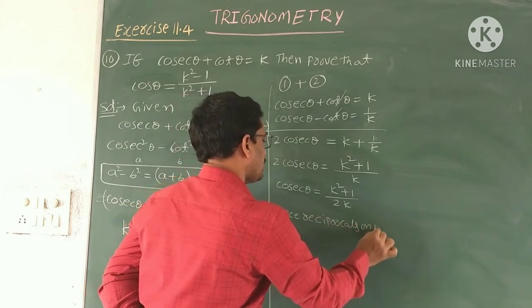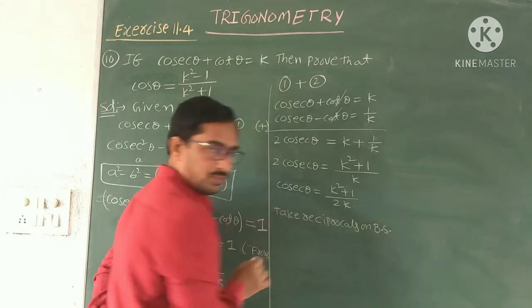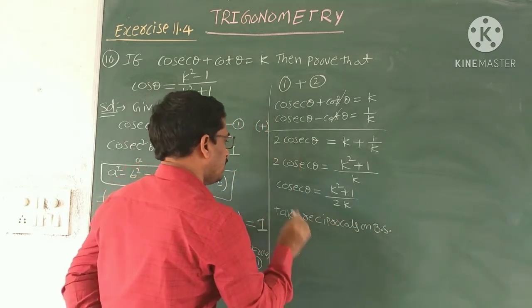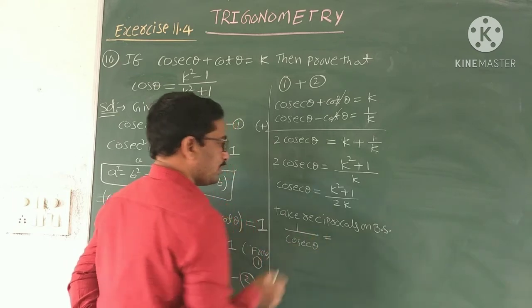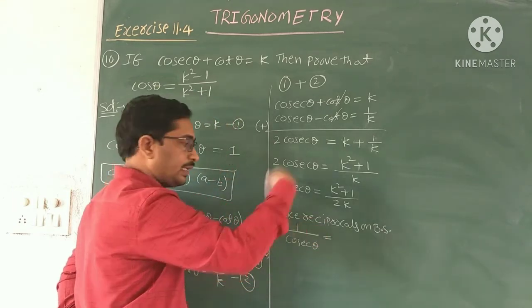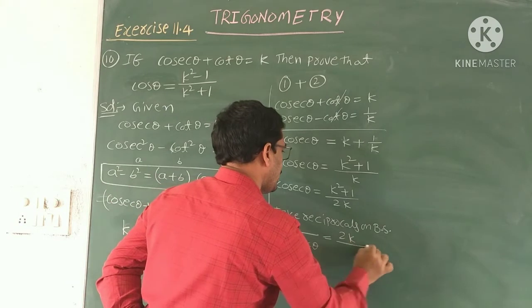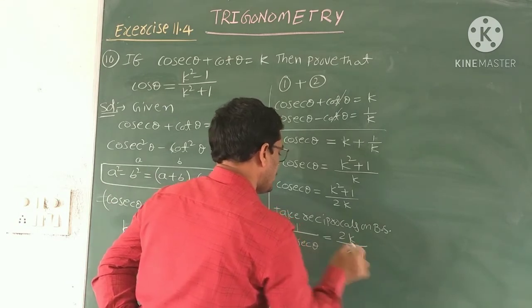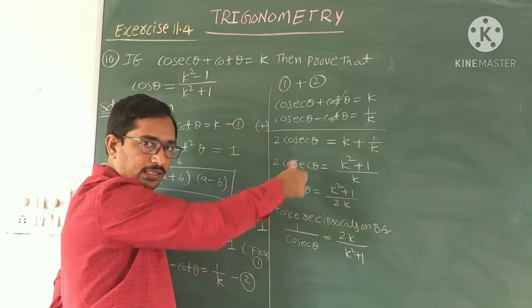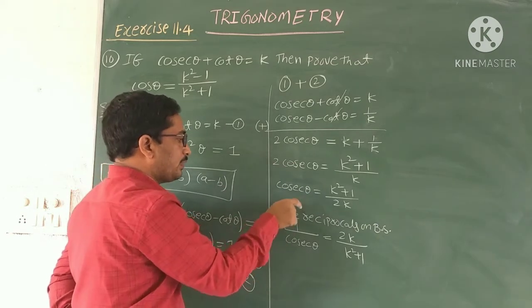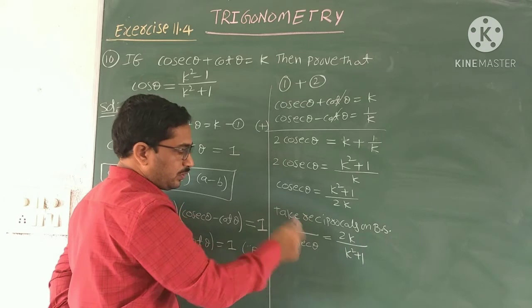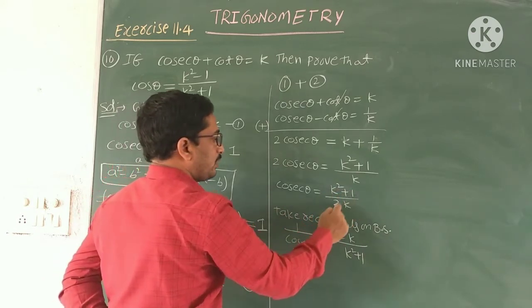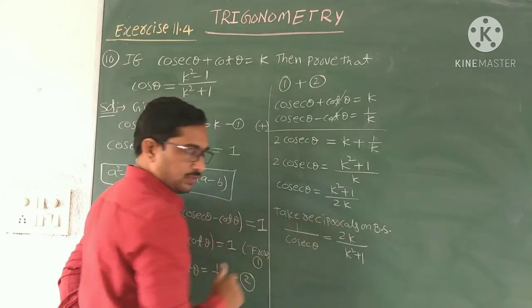Reciprocals on both sides means reverse. Reverse 1 by cosec theta equal to k square plus 1 by 2k. Reverse means 2k by k square plus 1. Taking reciprocals means interchanging numerator and denominator. Here the denominator is 1. Cosec theta by 1 becomes 1 by cosec theta, and k square plus 1 by 2k becomes 2k by k square plus 1.